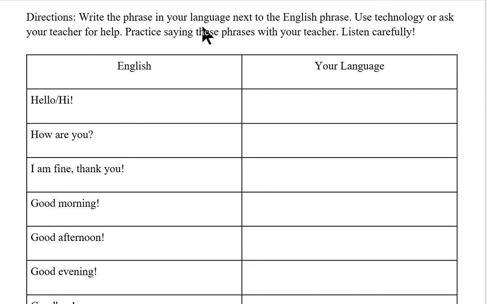Directions. Write the phrase in your language next to the English phrase. Use technology or ask your teacher for help. Practice saying these phrases with your teacher. Listen carefully. So I am going to read these English phrases, and you can say them after me to practice. And then on your Word document, you will type in your language translation for each of these English phrases. So repeat these after me.